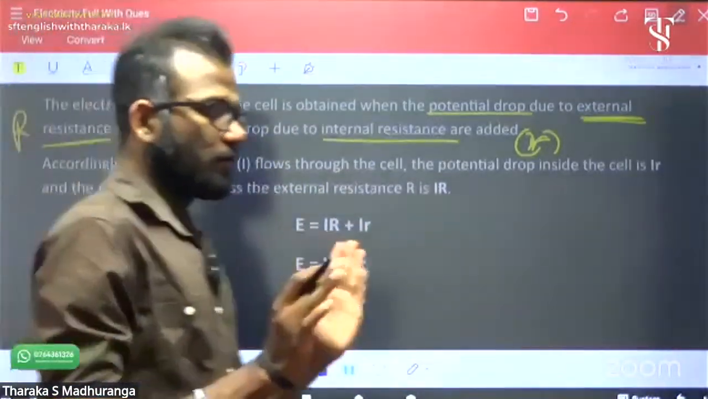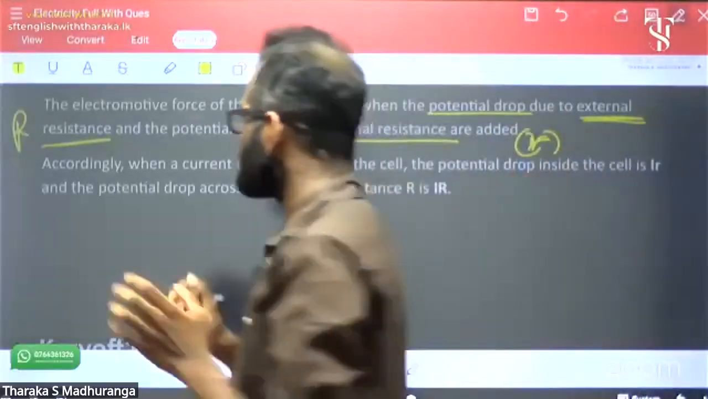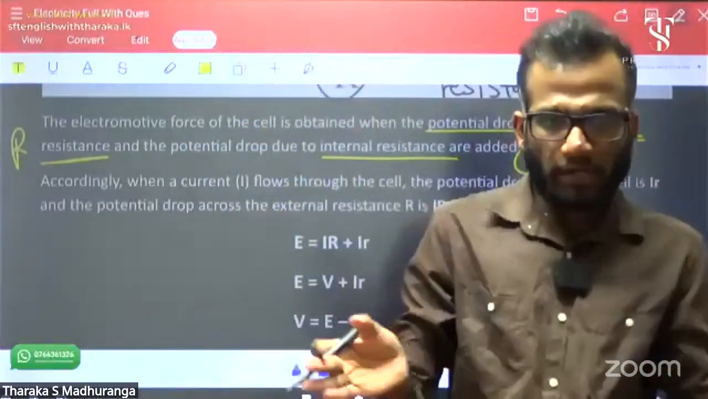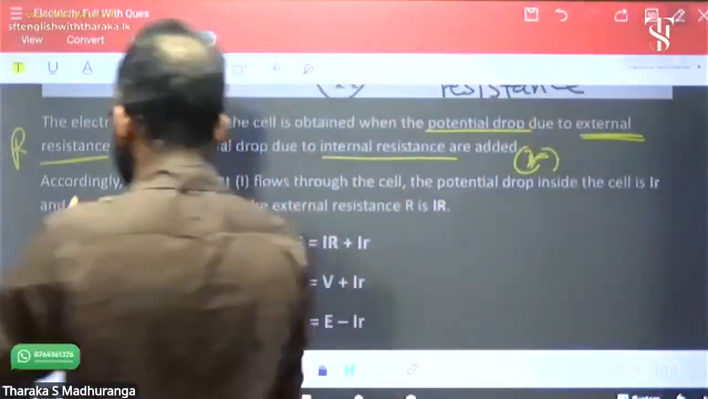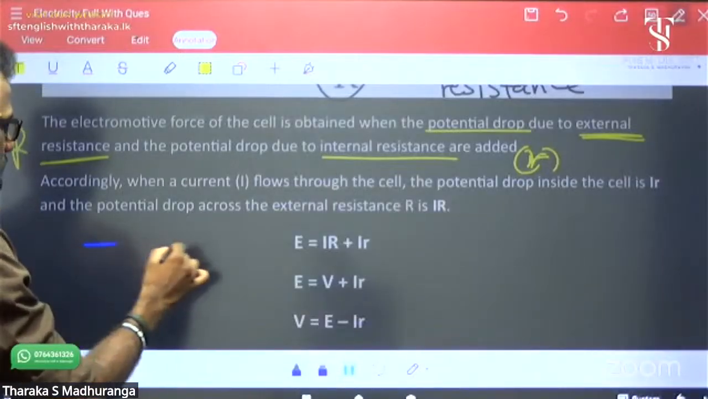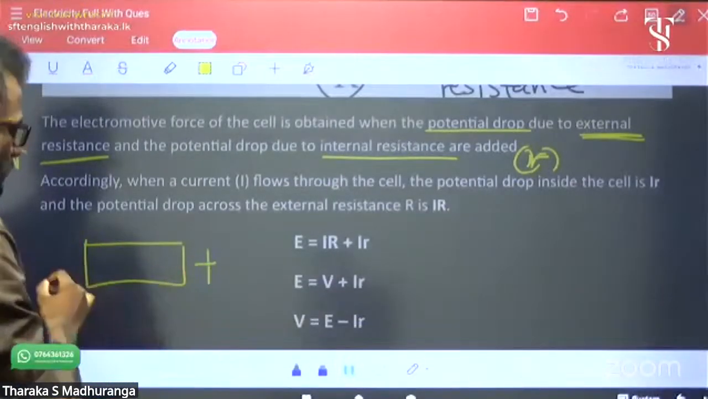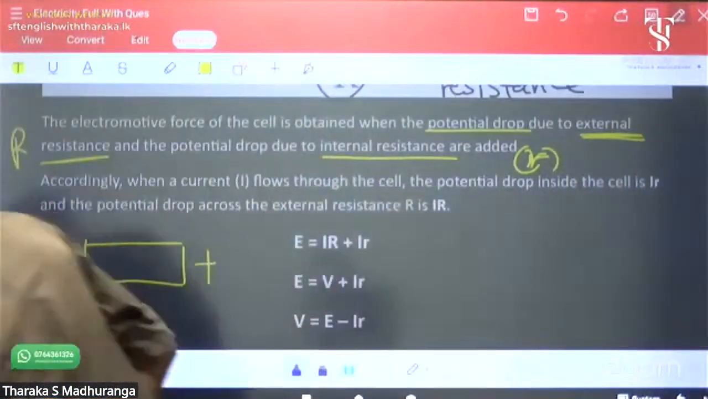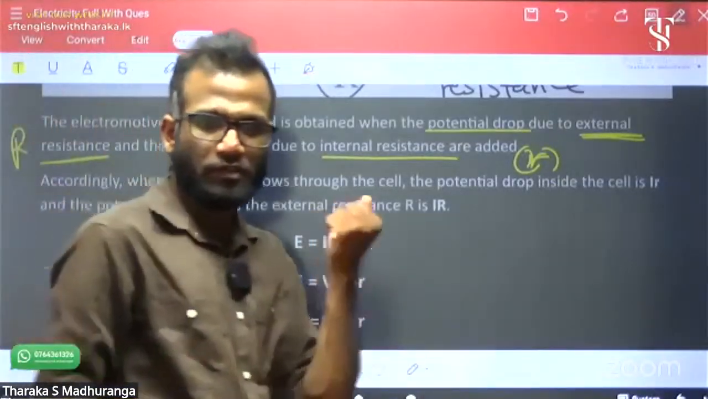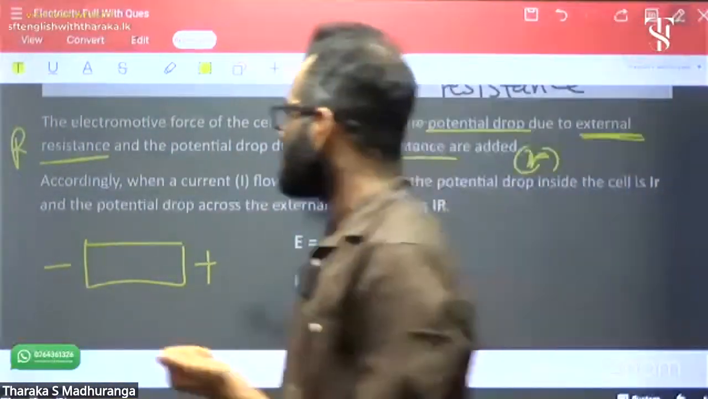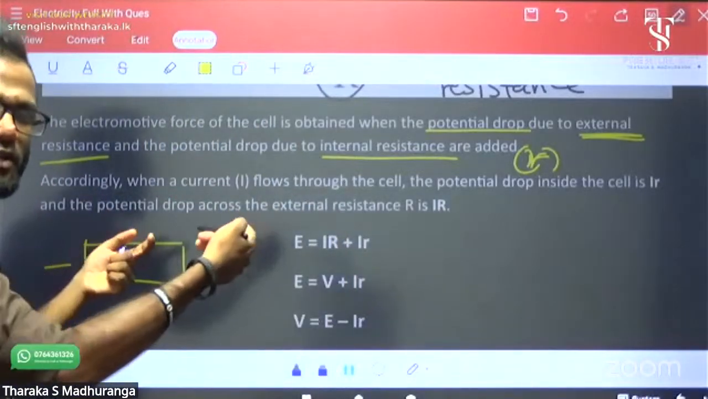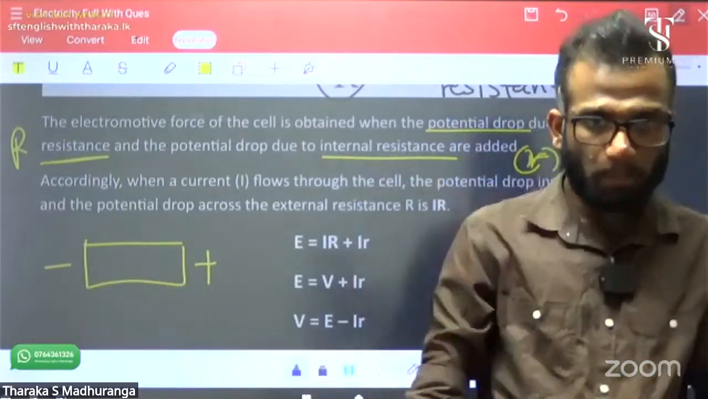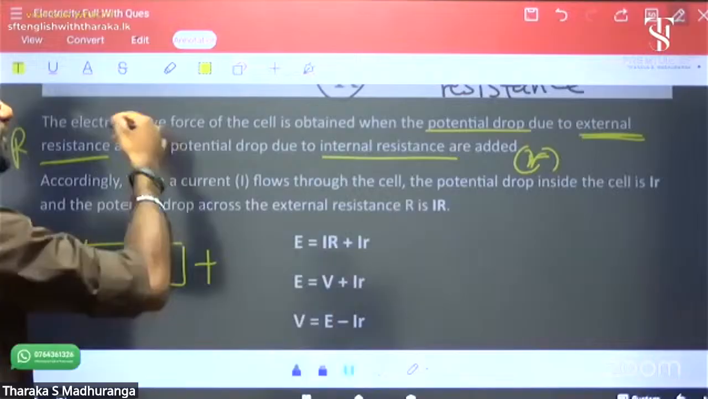What's the meaning of the potential difference? Sorry, electromotive force. It is the potential difference of any battery when no current is flowing, right? No current is flowing, in the natural state. Okay, when I connect it to a circuit, due to internal and external resistance, it has a potential drop, a voltage drop. What's the reason? Capital R and simple R.